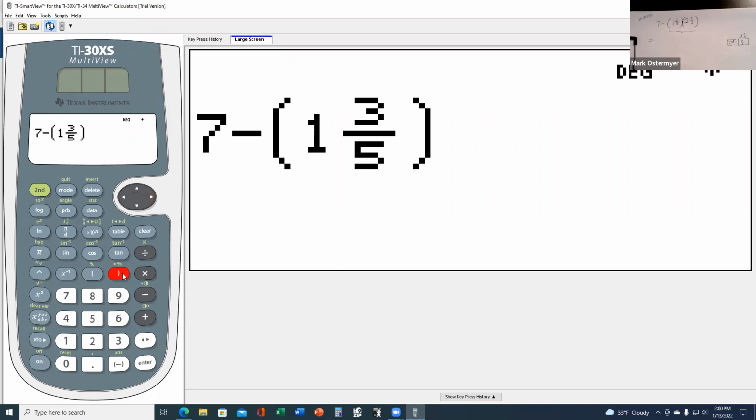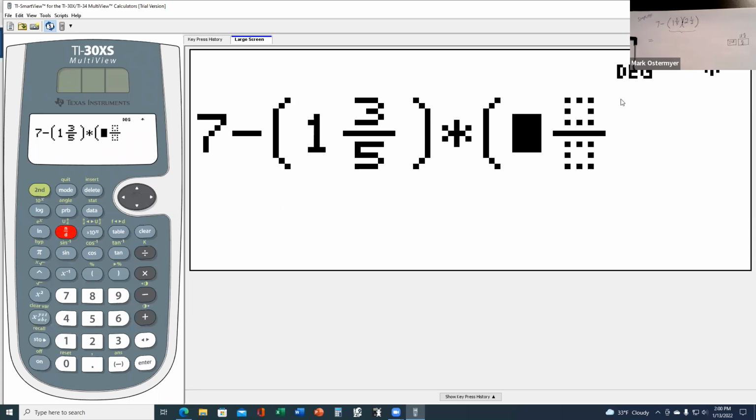Closed parenthesis. Now you can say times, but you don't even have to say times. You could just start off with another open parenthesis. Your calculator understands it's multiplication in between the parentheses. Now we're going to type in the mixed number 2 1/2. How did I do that again? I hit my second key followed by my fraction button. That brings up my mixed number template. Now we type in 2 1/2. Hit right arrow key to bring your cursor back up to level and close it off with a closed parenthesis.